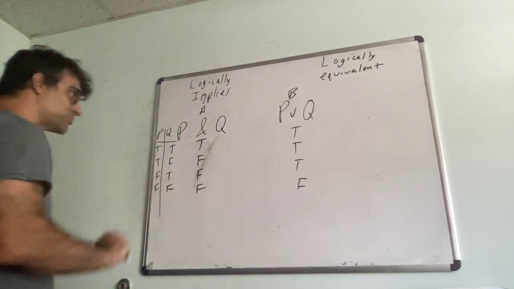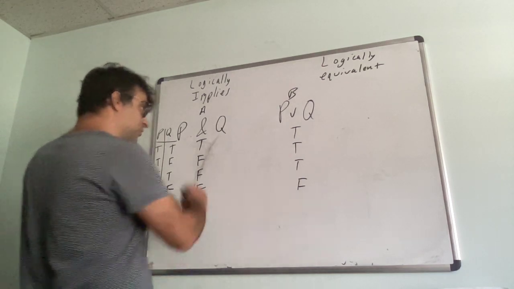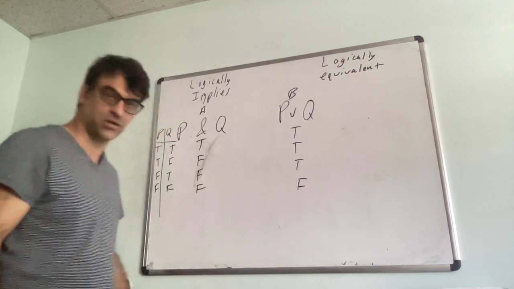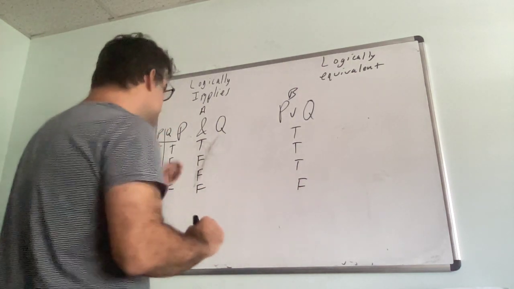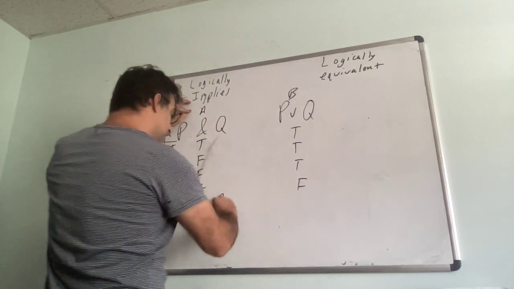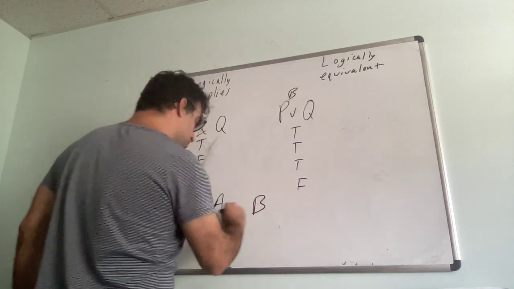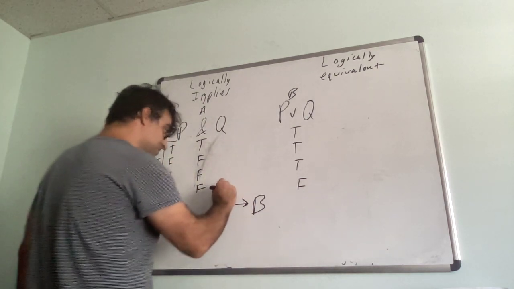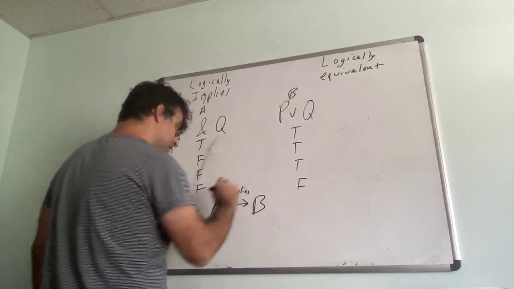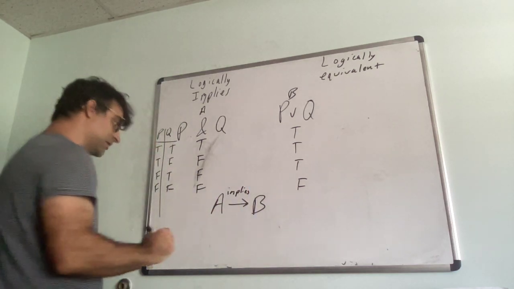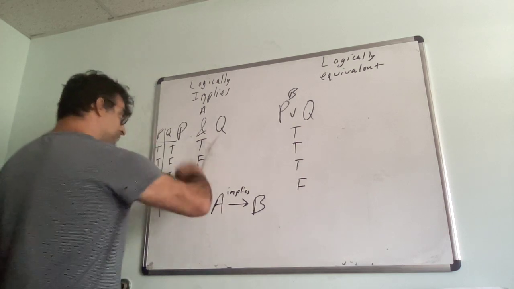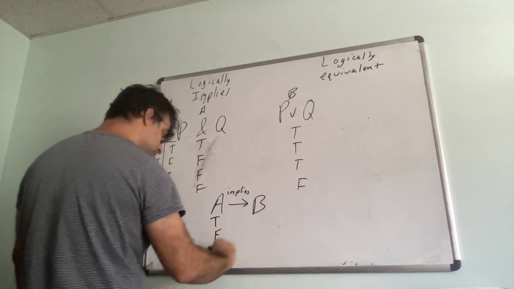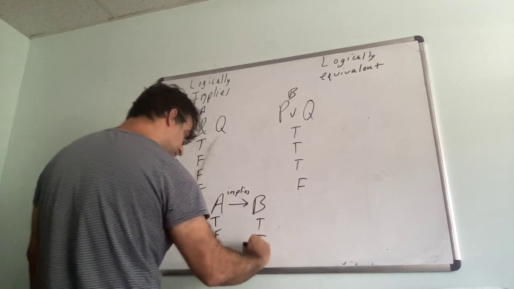Okay, so look what happens when we compare P and Q with P or Q. Here's the truth value for P and Q. Here's the truth value for P or Q. Does this, which we'll call A, logically imply B? What we're going to do is look at the arrow statement between A and B, which is our materially implies. Does A logically imply B? Well, let's look at how this shakes out. I plug in these truth values for A and plug in the truth values for B.